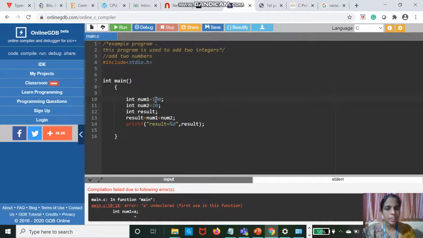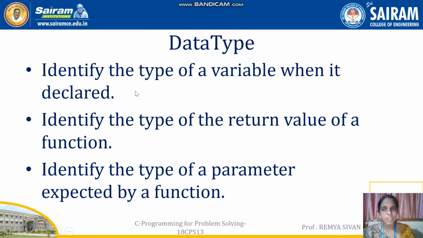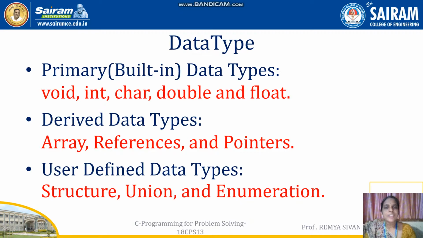Understood what is int in the data type? Data type is the type of the variable. So data type identifies the type of the variable when it is declared. That is data type. These two statements we'll learn later. And there are different types of data type.